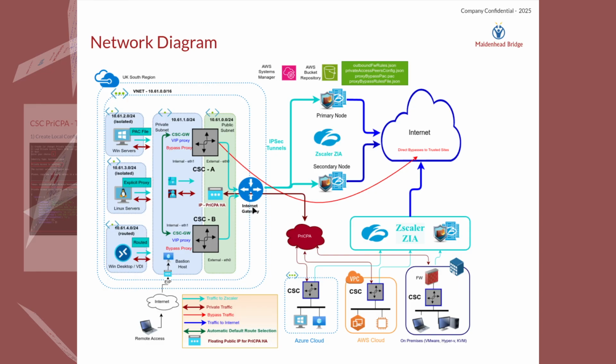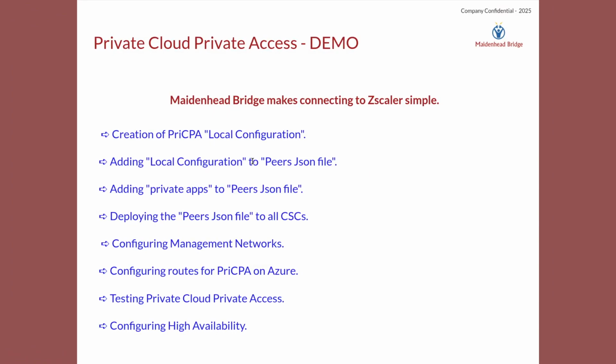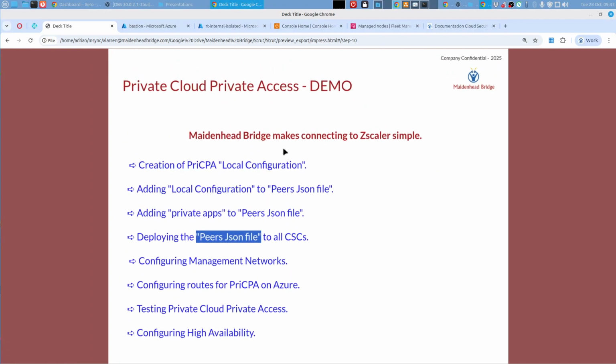Okay, let's then start working. As I said, we need to create the local configuration first. On the node, we need to add the local configuration to the peers file, create private apps, and deploy the peers JSON file. This is the most important file in your organization. And then, as an extra, I need to configure management networks, take a look at the route, and test. Then let's put things in action.